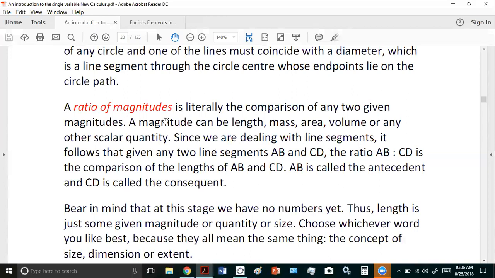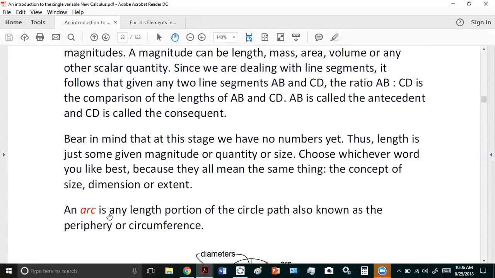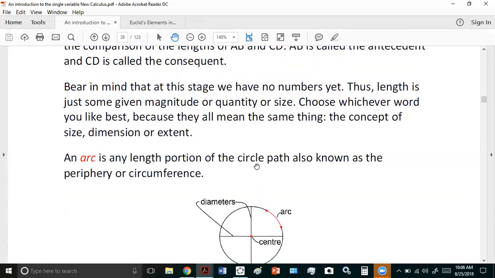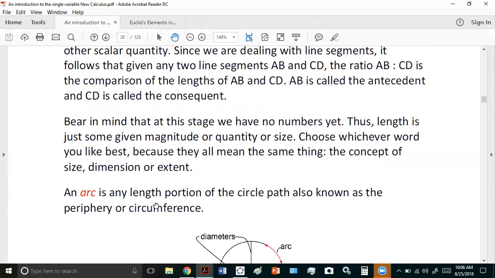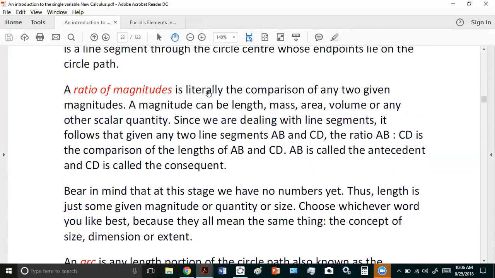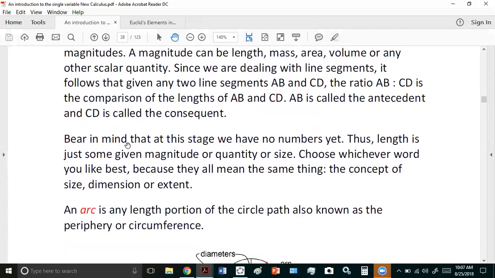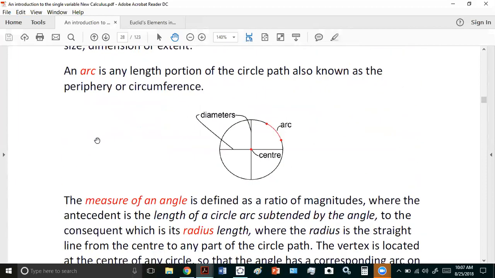We measure an angle by saying that an arc is the length portion of a circle path, also known as a periphery or a circumference, and then we come back and we say a ratio of magnitudes is literally the comparison of any two given magnitudes, and I've actually covered this in my chapter on how we got numbers. So you could go and look at that, but you don't have to, because I also define it here. I say it can be any length, mass, area, or volume. And what you do is simply take the ratio of the arc length to the radius, and that gives you the measure of the angle.